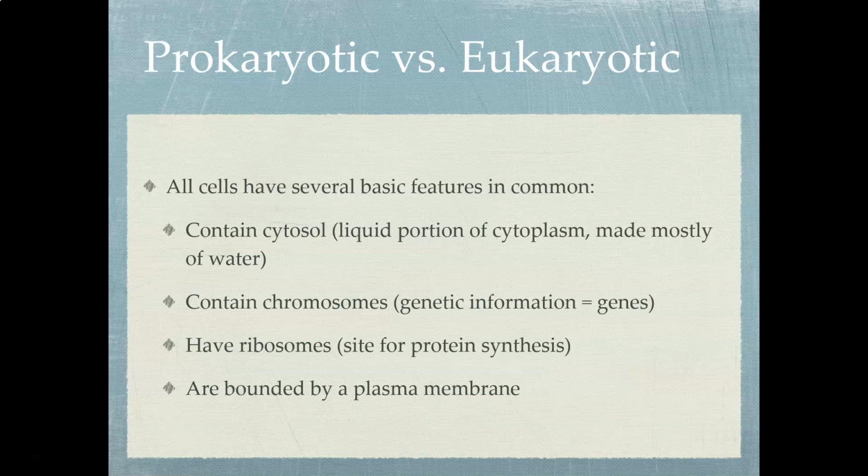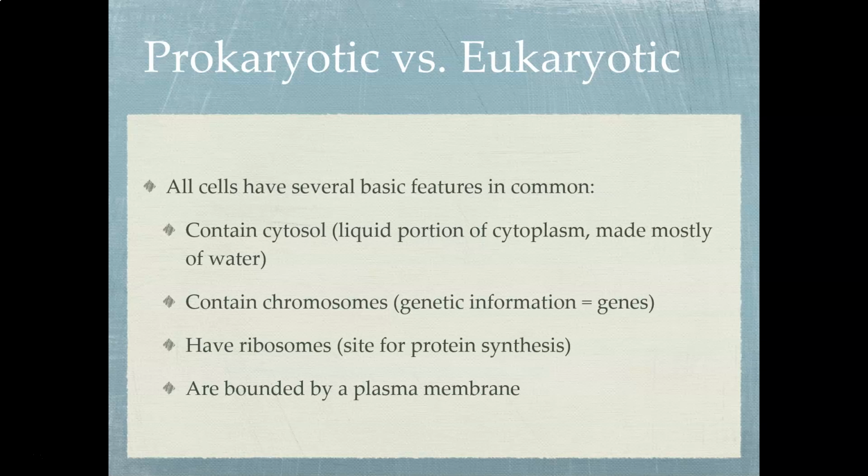They all contain chromosomes. They all have to have genetic information in some form. Generally speaking, we're talking DNA. We've got those genes, that set of instructions to tell the cell how to function. They will all have ribosomes as a way to have a place to take that genetic information and convert it into proteins, because proteins really are going to be your molecules of both structure and function in cells, and they all have to be bound by at least a plasma membrane.